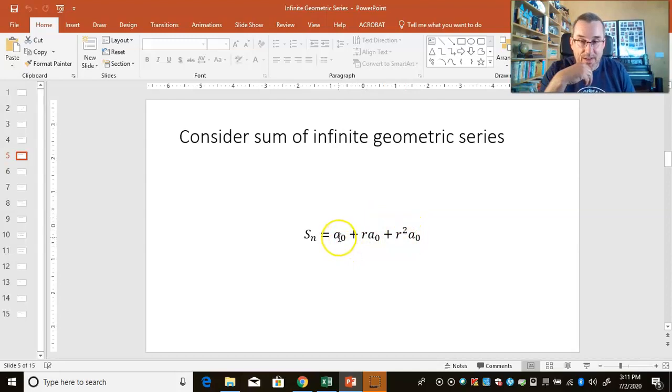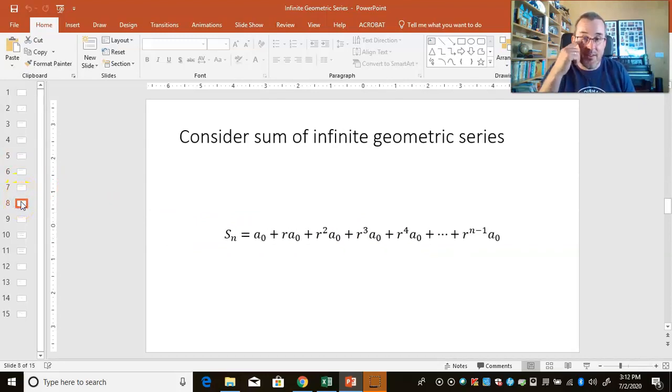So we start with an initial amount. We get the next term by multiplying by r. We get the next term by multiplying by r again. So now we're at 2r squared. And then r cubed, and then r to the 4th, and then r to the 5th, r to the 6th, r to the 7th, and now remember, we're going to go to infinity and beyond.